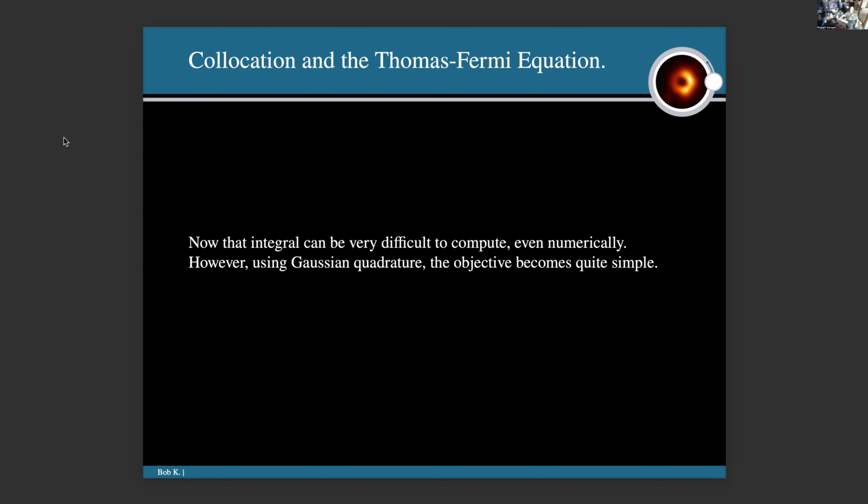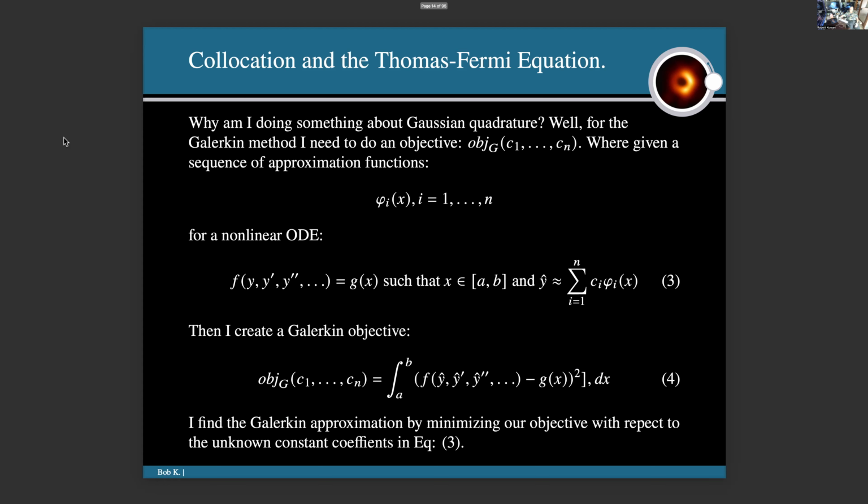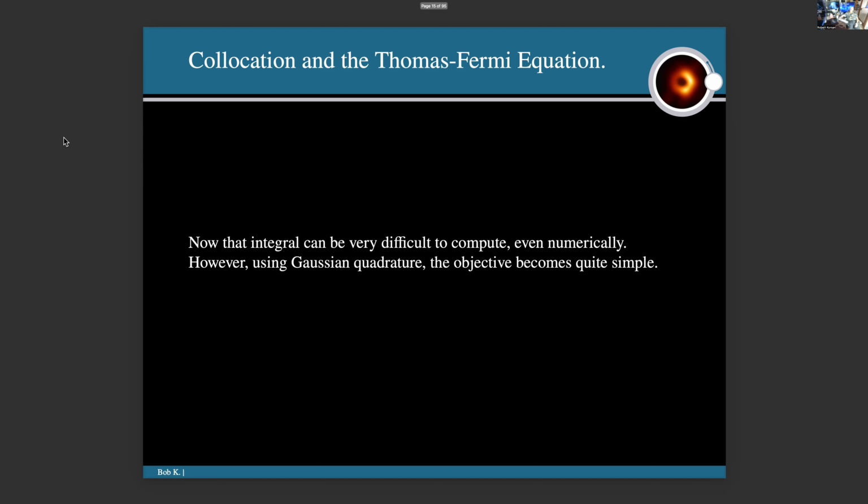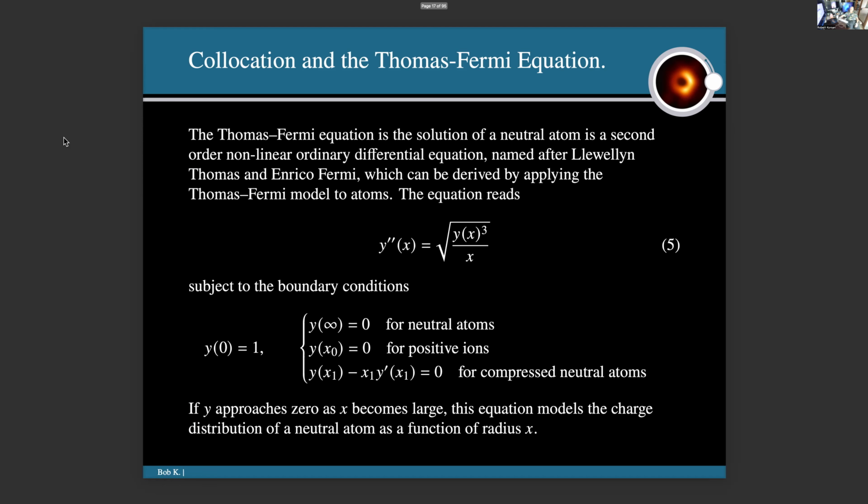The problem is that the integral, even doing it numerically, can be a lot of work. So the idea is to simplify that integral, the integral from a to b of f minus g squared, using Gaussian quadrature. So here's the Thomas-Fermi equation, which we've seen numerous times. And it is pretty nonlinear.